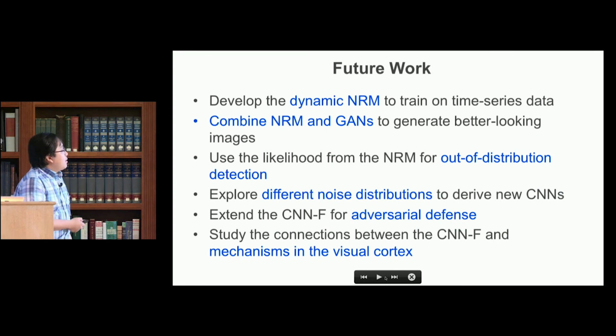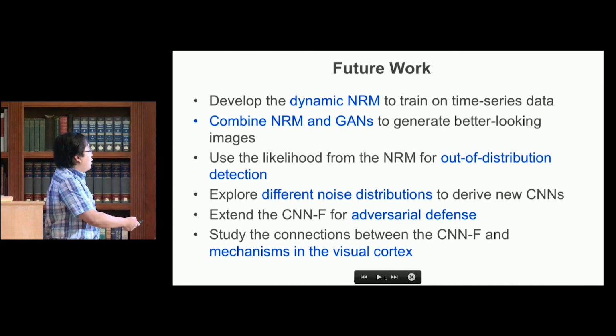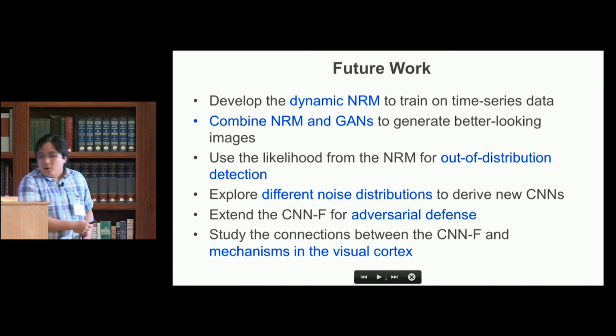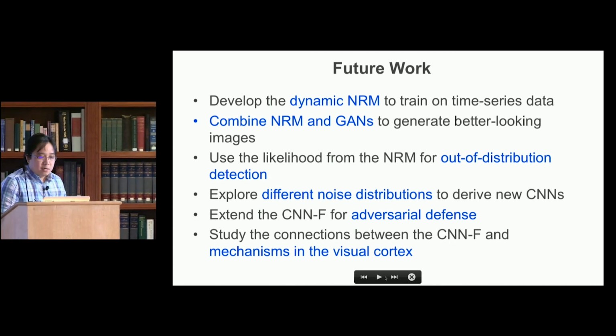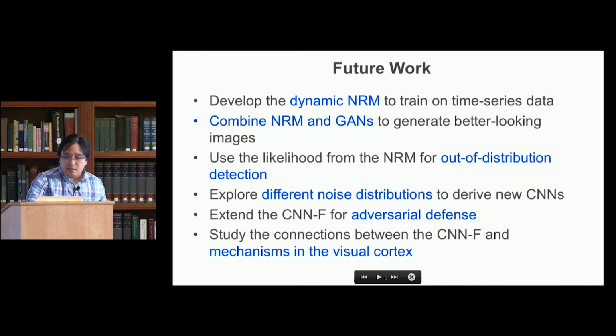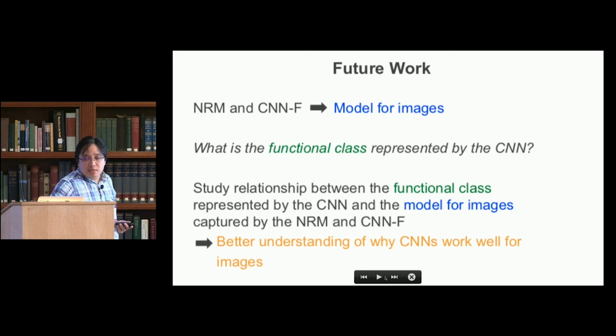For future work, we want to extend this model for the dynamic setting and also use it for out-of-distribution detection. We actually have some initial results for this, and you can check out the results for early detection in our paper and explore different noise distributions. Currently we're using Gaussian, but potentially we can use other noise with heavy tails, like Laplacian and Student-t. And for robustness, we want to see if the CNN with feedback can be robust to adversarial attack or not. And we want to draw more connections between our models and some mechanisms in the visual cortex.